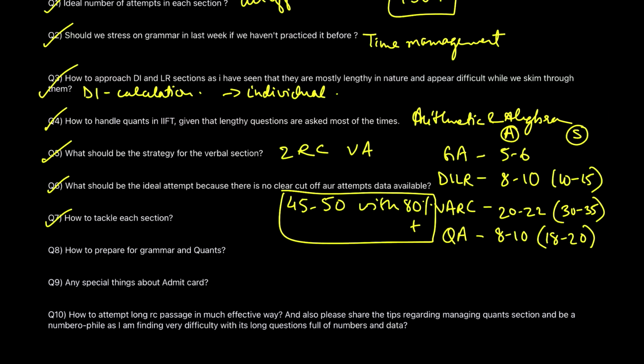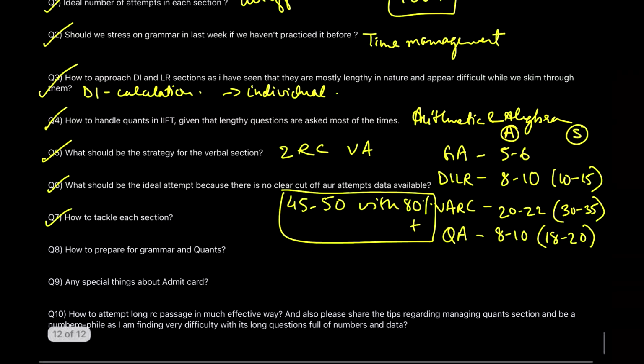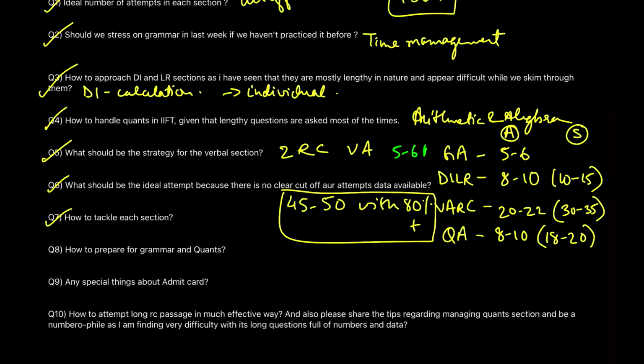And the data says that for the GK section, you should avoid attempting random questions at first. First, attempt those 5 to 6 questions which you know. Try to attempt 5 to 6 questions with high accuracy, something which you know, which should definitely be your forte. Then remember that you can maximize your score in that, but the time you should take in this general awareness section should be a max of 5 minutes, not more than that.